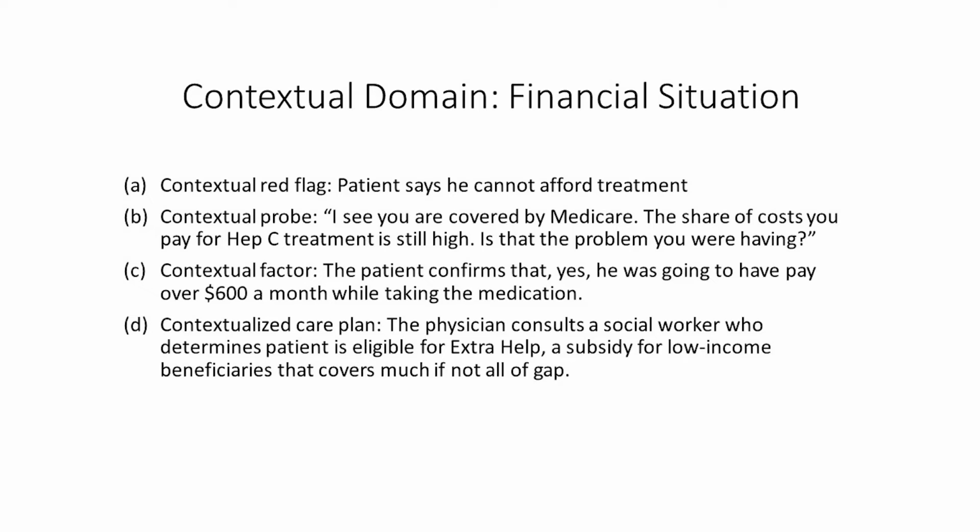The patient would then say, yes, that is the problem. He'd add that he's been told he'd have to pay $600 per month, which in fact is currently true for a lot of Medicare plans. Now, with that information, the learner could be asked to consider what they do next. A proposed approach here for contextualized care plan would be to consult a social worker who could then determine if the patient is eligible for extra help, which is a Medicare subsidy for low-income beneficiaries that would likely cover much, if not all, of the gap.